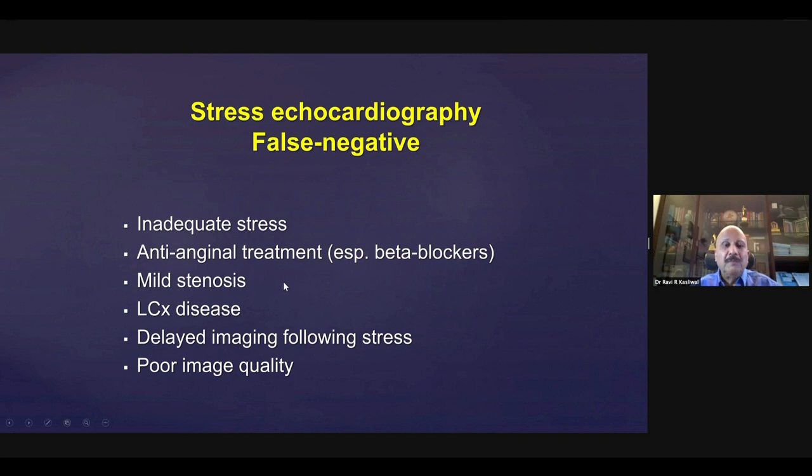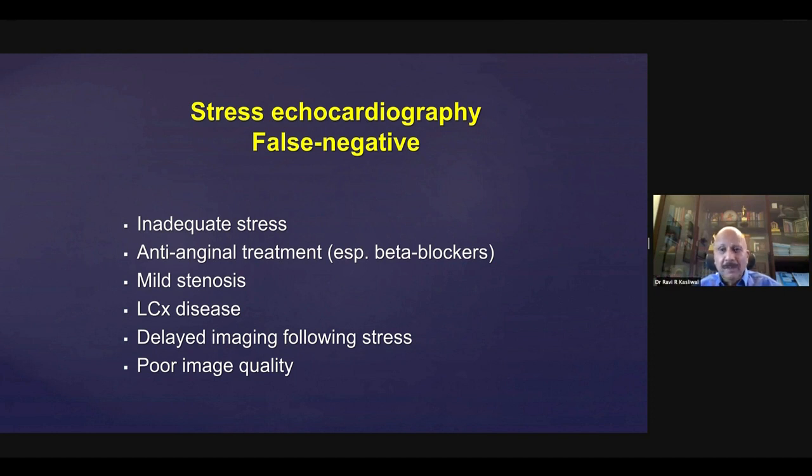Or if there's mild stenosis, less than 70%, sometimes LCX disease, or delayed imaging following stress, all these things are very important. If there is poor image quality, that is also extremely important, because if you haven't been able to image properly, then you're just relying on the TMT, and you know that the TMT definitely has less sensitivity and specificity than stress echocardiography. So these are some of the false negatives.